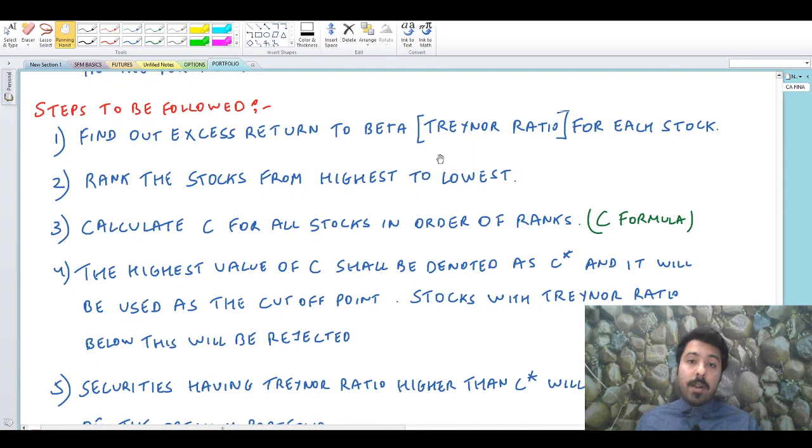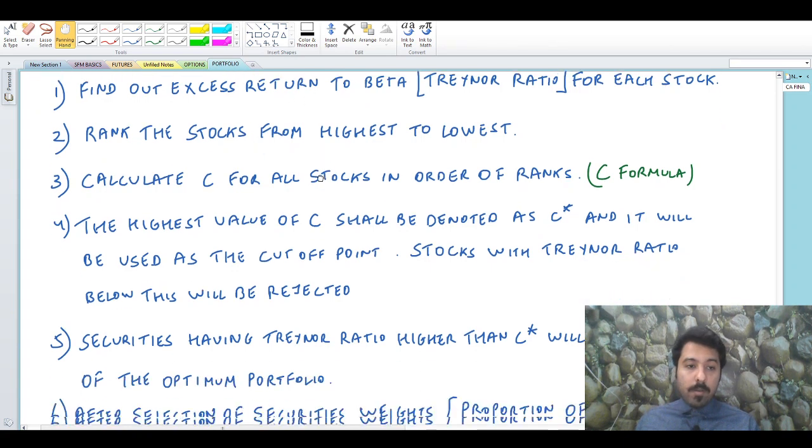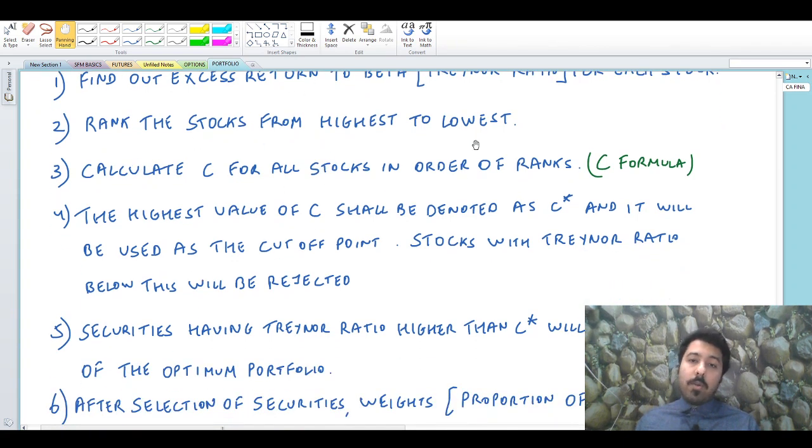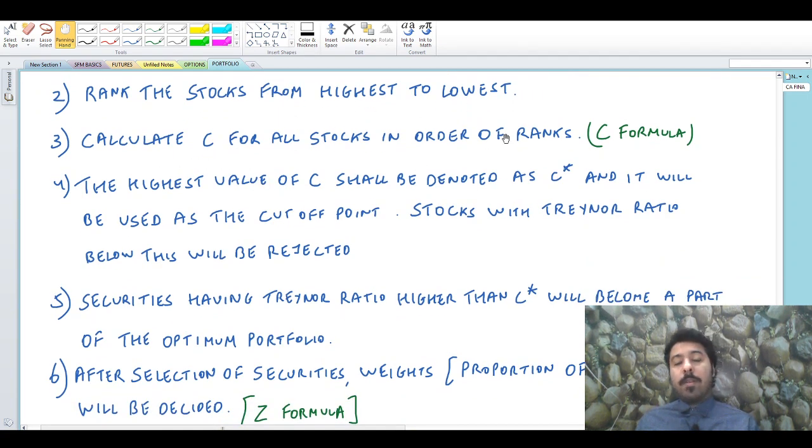We already studied that. Treynor ratio captures systematic risk. Sharpe ratio captures total risk, right? So instead of beta, it has sigma x in the denominator. Rank the stocks from highest to lowest. You calculated the ratio. Now, as per this ratio, rank them highest to lowest. Okay. And calculate C for all the stocks in order of ranks.